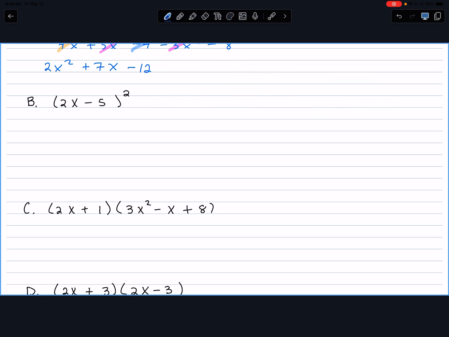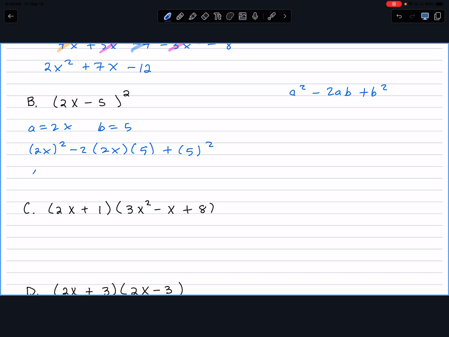Our formula is a squared plus, well actually in this case, minus 2ab plus b squared. So in this case, our a is 2x, our b is 5. Plugging this into our formula, a squared, so a is 2x, I'm going to take 2x and square it, minus 2 times a times b plus b squared.